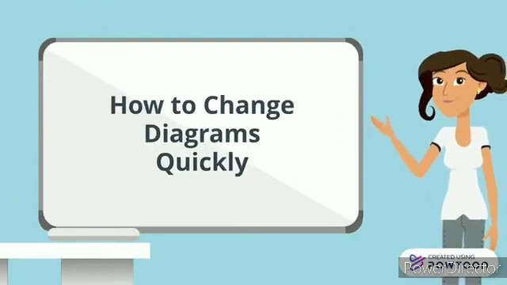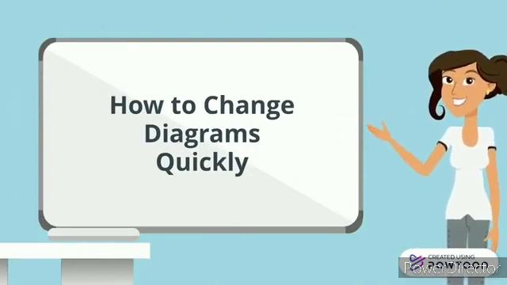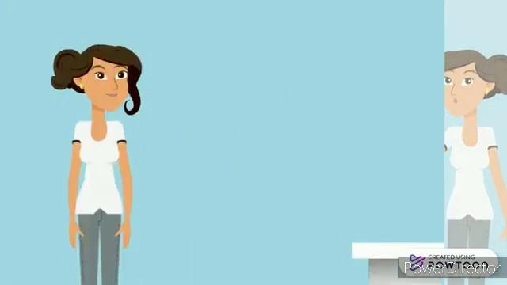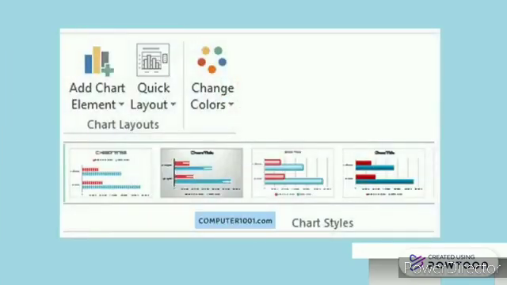How to change diagrams quickly. The easiest and fastest way to change the appearance of a diagram is to use the features provided by Excel, namely Chart Styles, Quick Layout, and Change Colors. These features can be accessed in Excel 2013, 2016, 2019, Microsoft 365. Select in the Design tab.